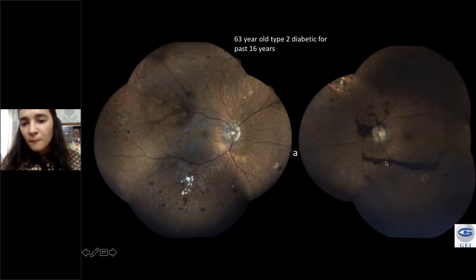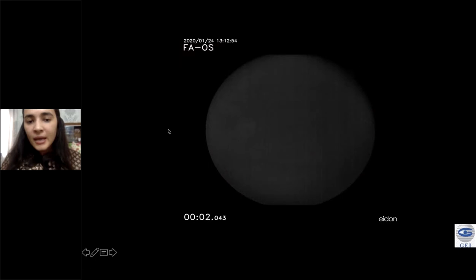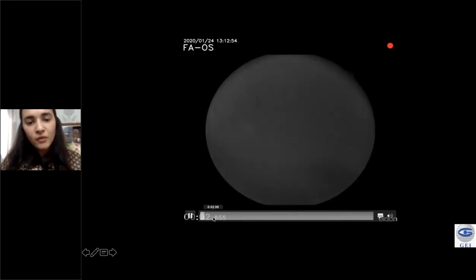Again, a similar patient, inadequate PRP, very few laser marks all around. You see a good amount of pre-retinal bleed already in the left eye, little bit of traction in the right eye. Again, we go ahead, do an angiography of the patient. We are primarily focusing on the left eye, which has already bled.